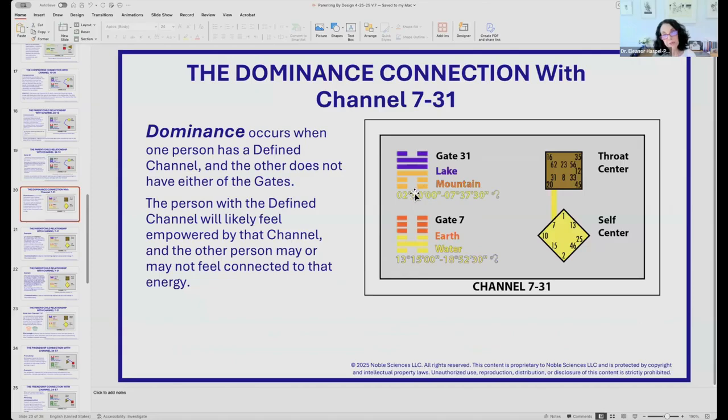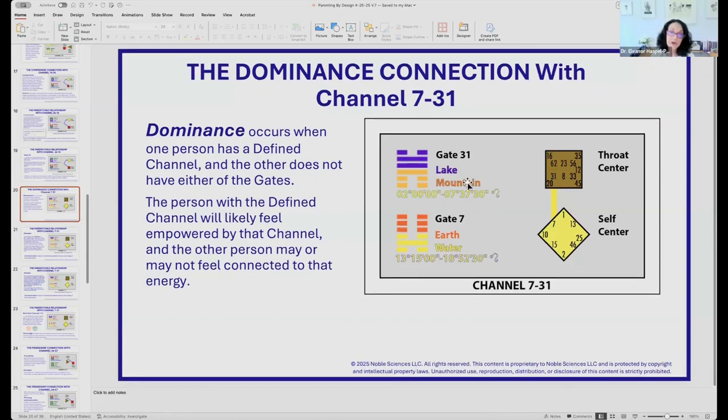The dominance connection, I picked channel 7-31 as an example. Dominance occurs when one person has the whole channel and the other person does not have either of the gates. Notice that the channels I've chosen to illustrate in parenting are ones where if the parent takes too much of a leadership role, they can undermine the self-esteem and the empowerment of the child. In a dominance connection in the 7-31, the person with the defined channel will likely feel empowered, and the other person may not feel connected to that energy.